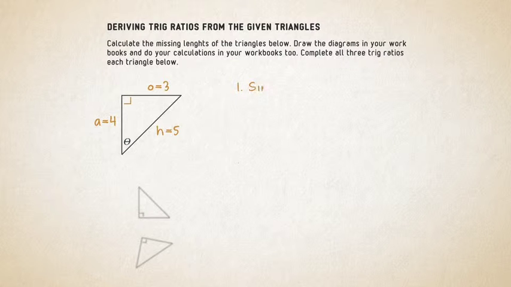Sine theta is equal to opposite over hypotenuse. Now you go to your triangle and you look how long opposite is. Opposite is 3 units, so you write it down. And you create a fraction. Hypotenuse is 5 units long. So our trig ratio for this triangle, just for sine theta, is 3 over 5, and that's it.